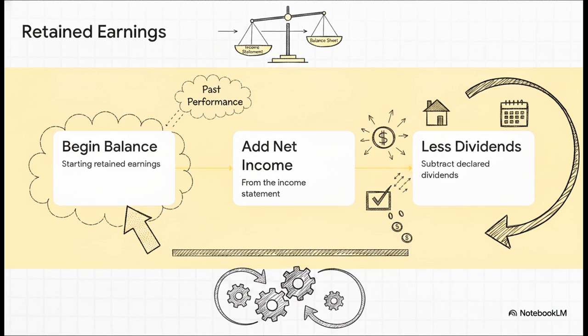Step 1, you take the beginning balance of retained earnings. Step 2, you add in that net income we just calculated on the income statement. Step 3, you subtract any dividends declared. That final number drops right into the ending balance of the equity section. It is a beautiful, closed-loop system.